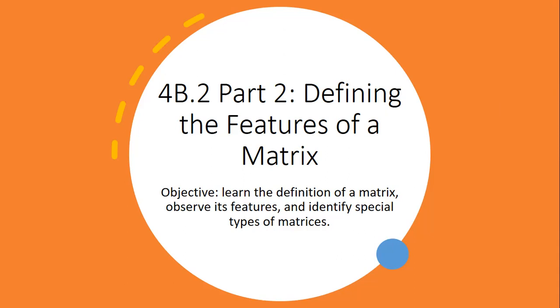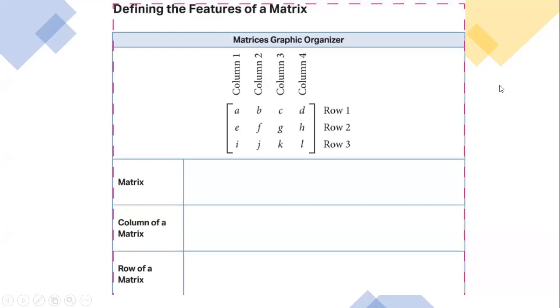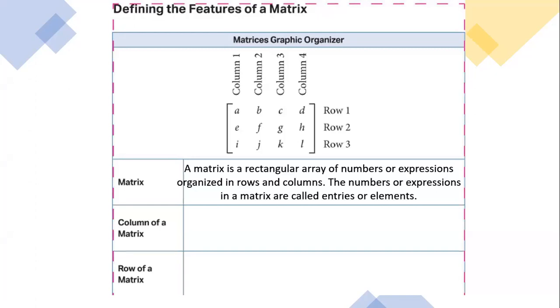Okay, and we're off. So up first, this is our graphic organizer of our matrix. A matrix is a rectangular array of numbers or expressions organized in rows and columns. The numbers or expressions in a matrix are called entries or elements. So if you look right here, here's our matrix, and as you can see, it's a rectangular array.